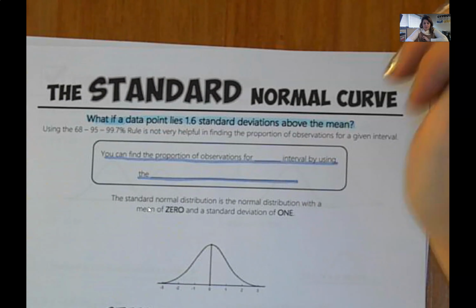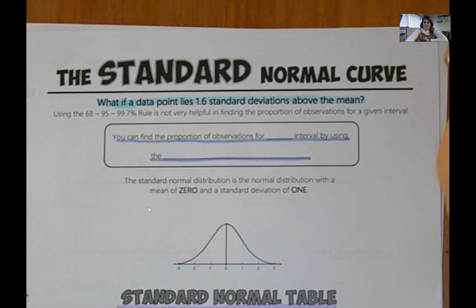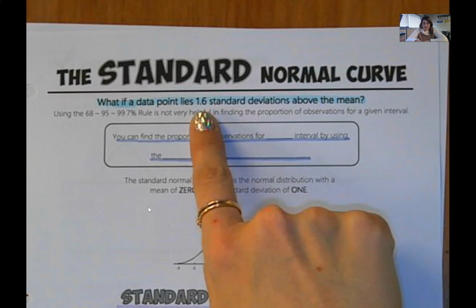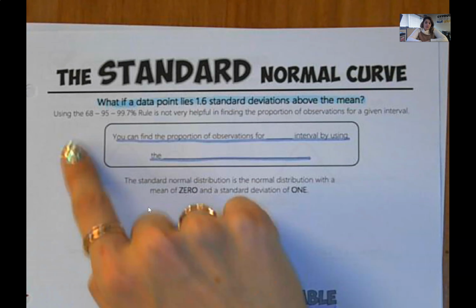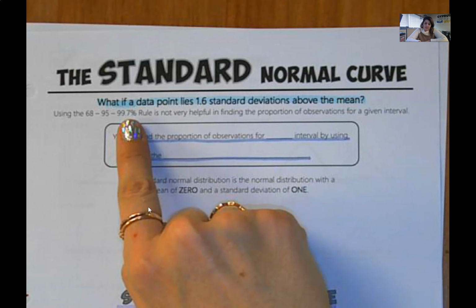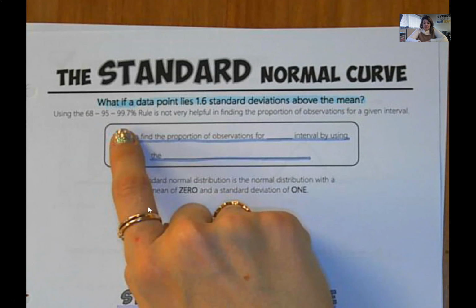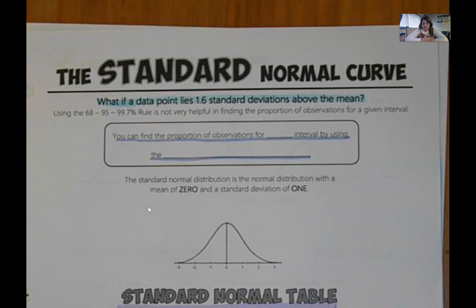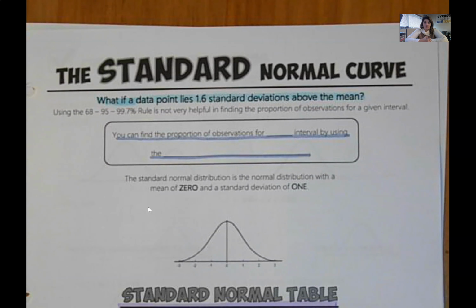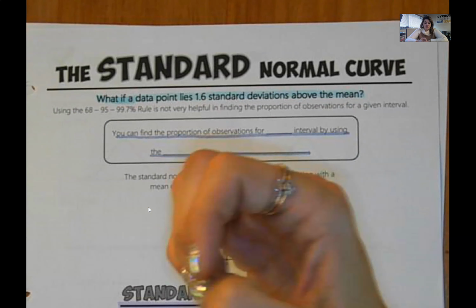What if a data point lies 1.6 standard deviations above the mean? So remember, when we get a number like this, 1.6 standard deviations above the mean, that's a z-score. So underneath here, using the 68, 95, 99.7 rule is not very helpful in finding the proportion of observations for a given interval. The reason why it's not very helpful is because it is only 1, 2, and 3 sigma. So it only works for a z of 1, 2, or 3.